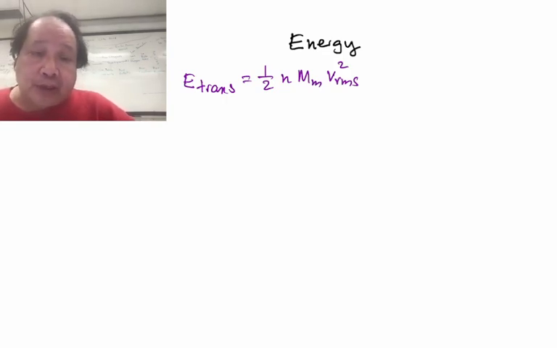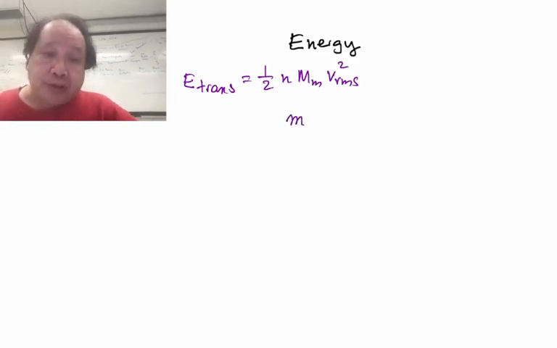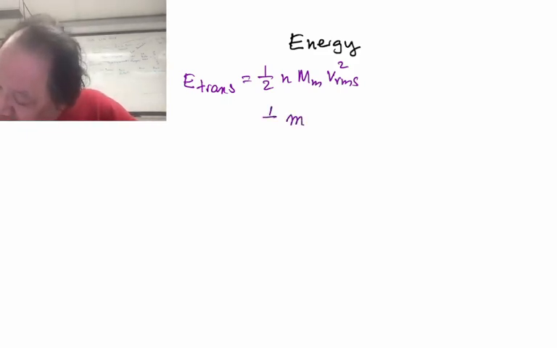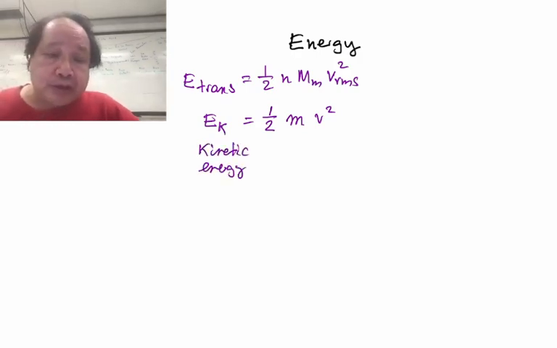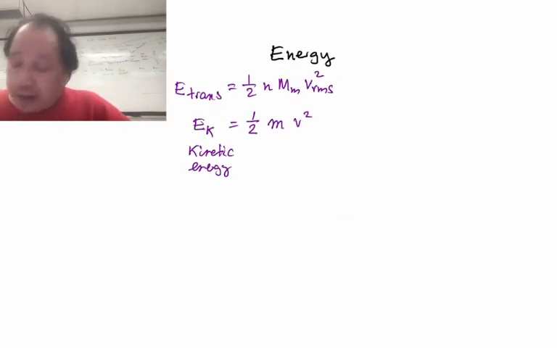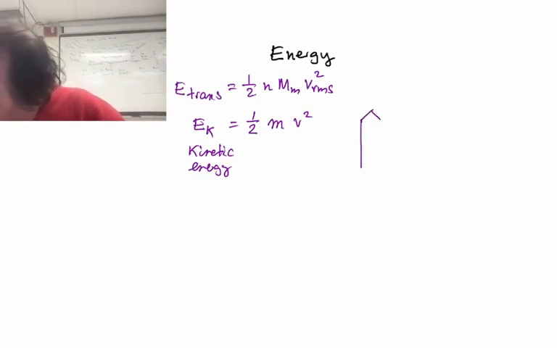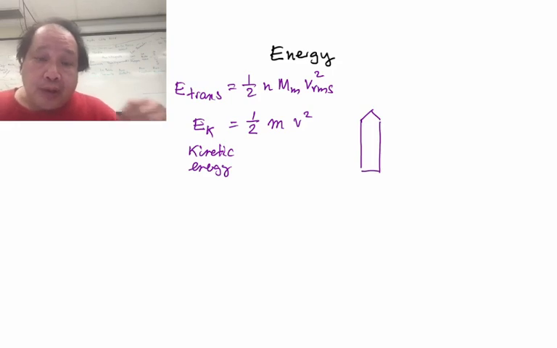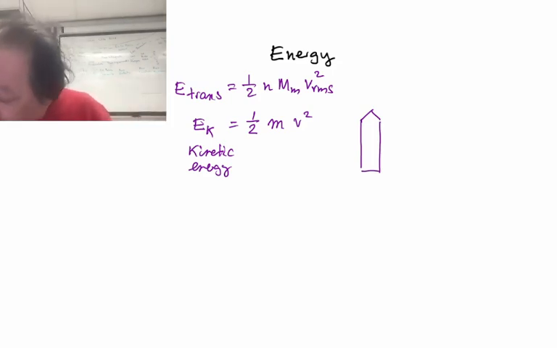n, the number of moles, times Mm, the molecular mass, is the mass of the object. 1/2 times the mass of an object times its velocity squared is EK, the kinetic energy. So the E trans formula was just an example of the kinetic energy formula. And kinetic energy can exist both in motion, but kinetic energy in some ways can be stored.